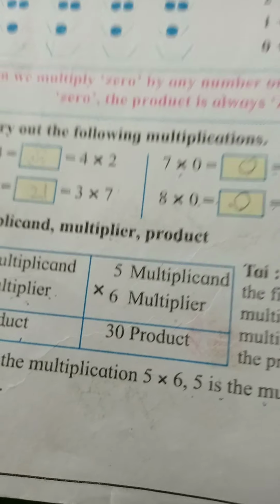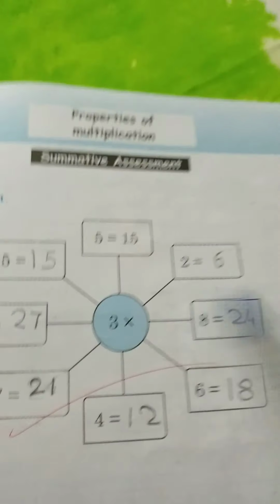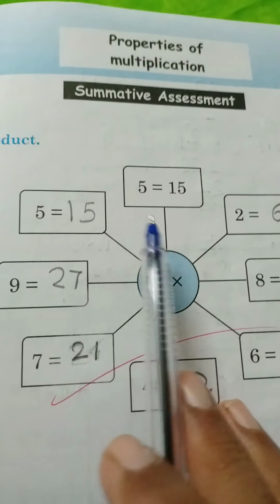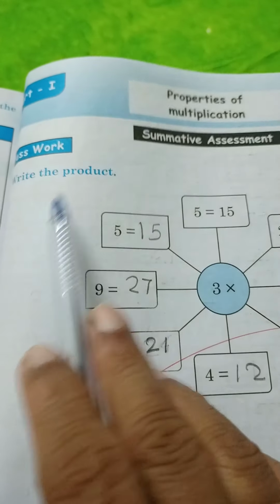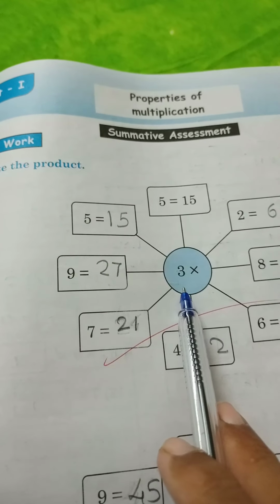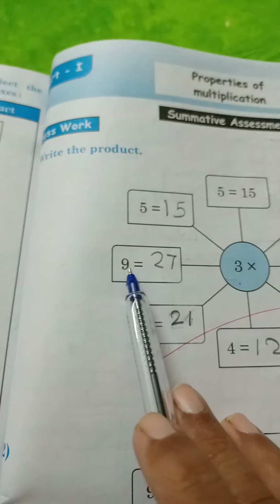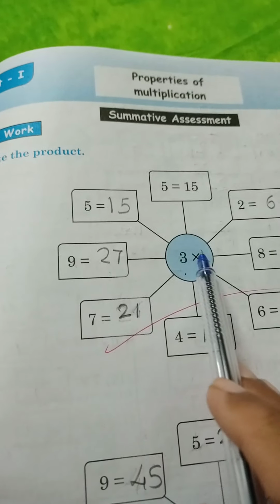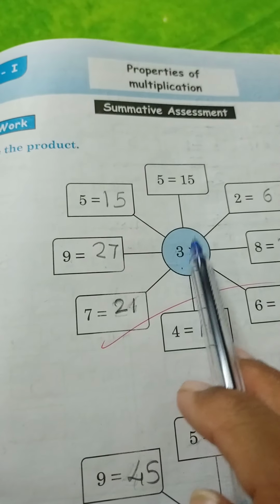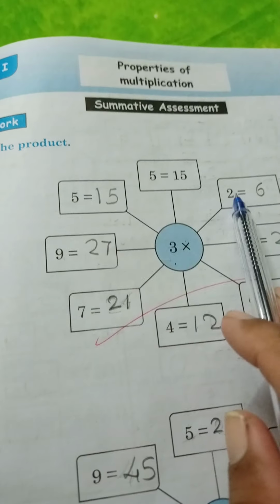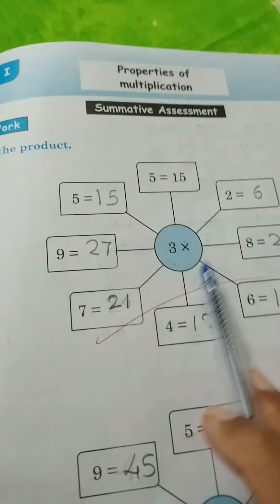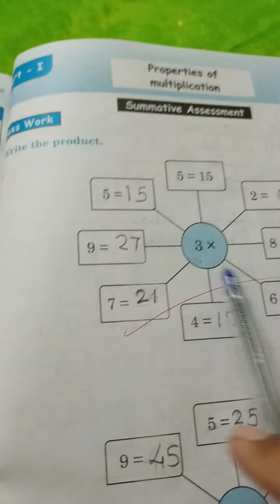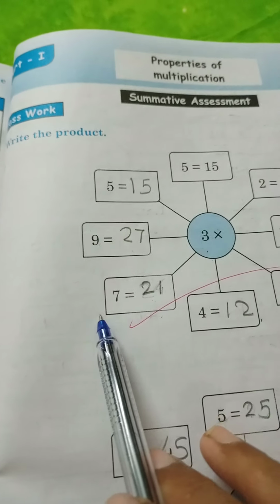Okay, student. Now look here. It is given as an extra work, write the product. So look here. What have they given here? Write the product. They have given a 3 here, a 9 here. So what you have to do is, pay attention here. 3 9s are 27, 3 5s are 15. You have to multiply. 3 5s are 15, 3 2s are 6. It is the table of 3. 3 8s are 24, 3 6s are 18, 3 4s are 12, 3 7s are 21.